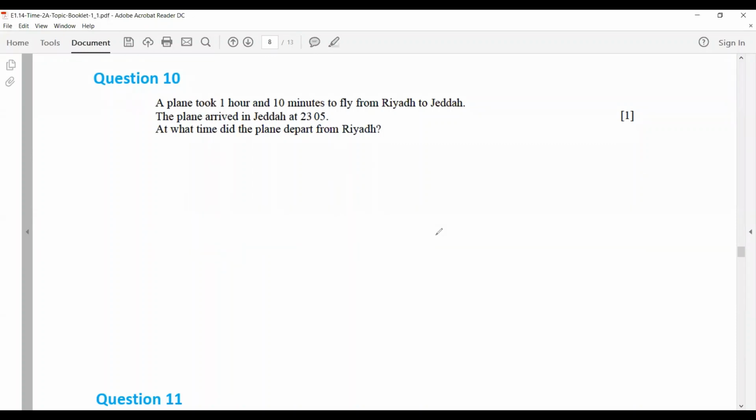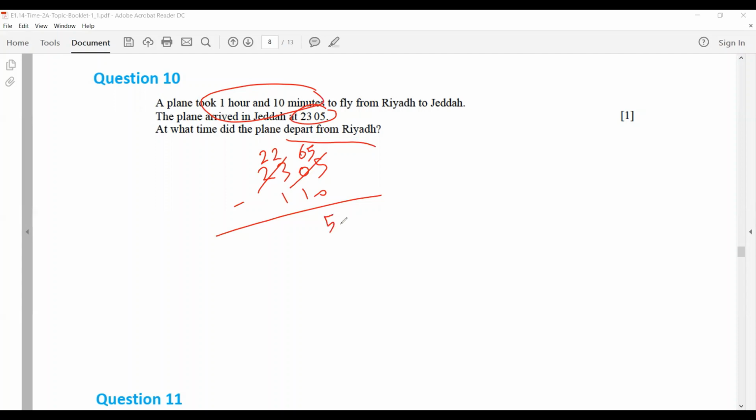A plane took 1 hour and 10 minutes to fly from Riyadh to Jeddah. The plane arrived in Jeddah at 23:05. At what time did the plane depart from Riyadh? So it's a matter of subtraction because we've been given the arrival time. So 23:05 minus the duration, 1 hour 10. Then I need to borrow 1 from 23, becomes 22, and that adds 60 units to 5, which becomes 65. And 65 minus 10 is 55, sorry, 50. 22 minus 1 is 21. So the departure took place at 9:50 p.m., or basically 21:50. It carries only 1 mark, guys. So yeah, no need to do any conversion.